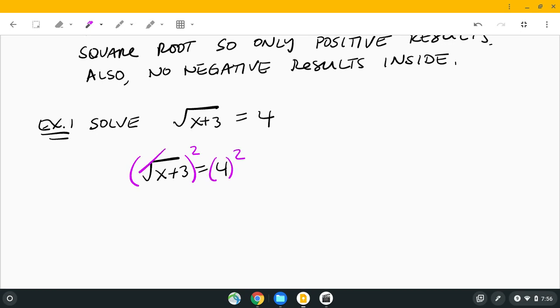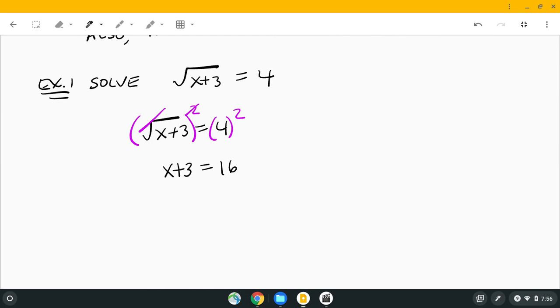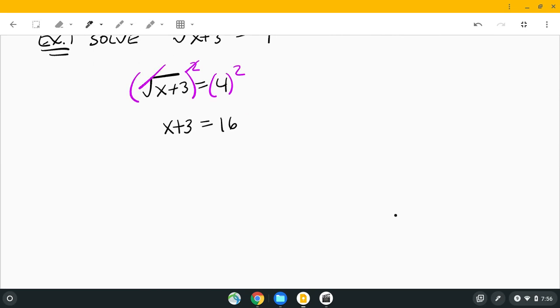When I do that, the square and the square root will cancel. And then I get x plus 3 on the left, and I get 16 on the right. And then the rest is standard solving here. So subtract 3 on both sides, and x is equal to 13. But we need to check.